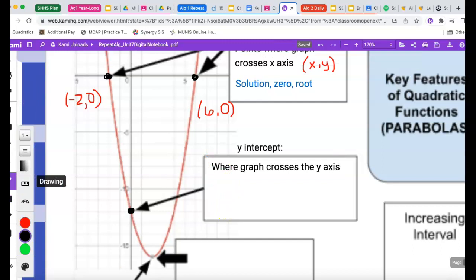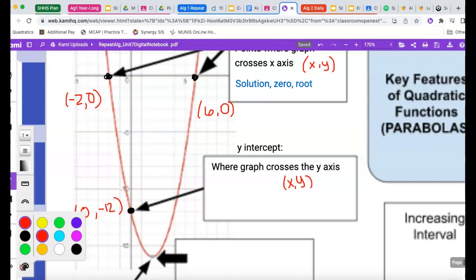We also write our coordinate the same way. So we write it x, y. This time you put your y value, whatever the number is, and your x value is 1, or sorry, 0. So it's going to be 0, and then we can see that it goes down to -12. So our x and y intercepts are written as coordinates.